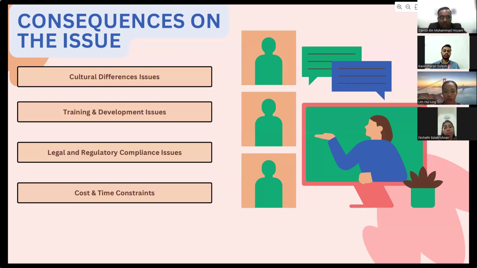So all this complexity that we discussed in the previous slide has a main consequence, which is cost and time constraints. So we can consider that a major challenge for the organization with the involvement of international operations. That's all for me. Next.